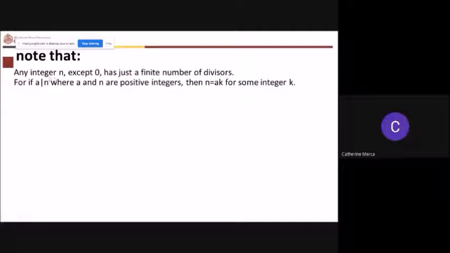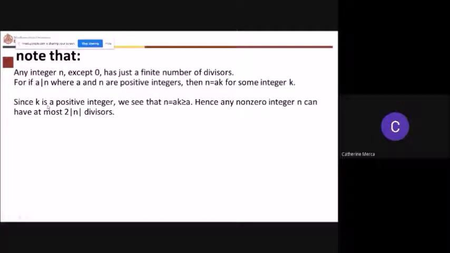That is, if a divides n, where a and n are positive integers, then you would have n equals a times k for some integer k. Another thing is that if k is a positive integer, then when you have n equals a times k, that should be greater than or equal to a. Why? Because you have a factor k there, and remember that it's always an integer. So if it's 1, then it will be equal, otherwise it will be greater than the value a because of this factor k.